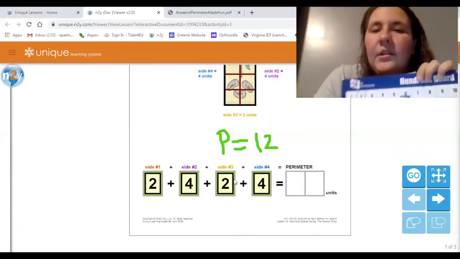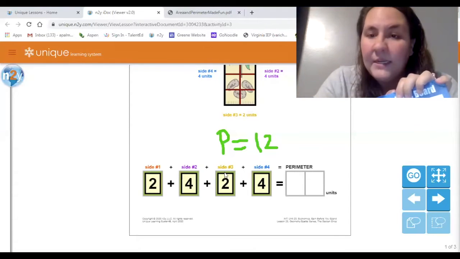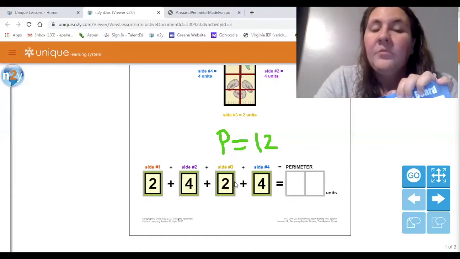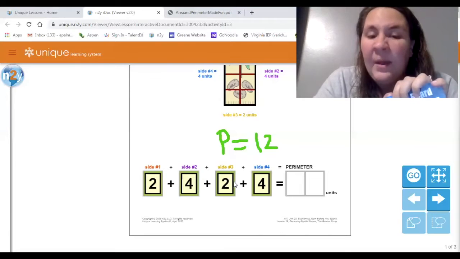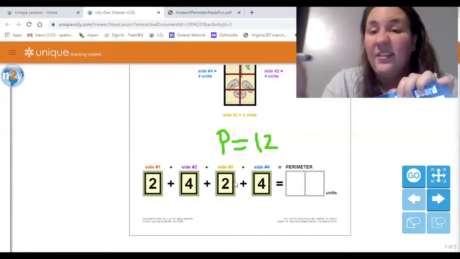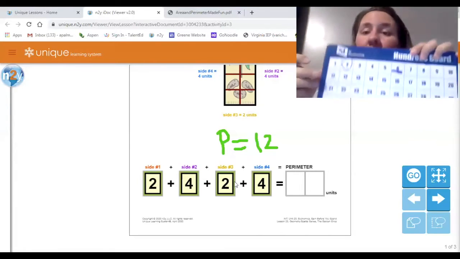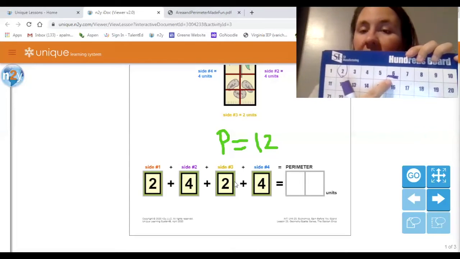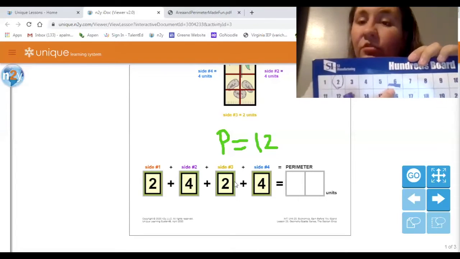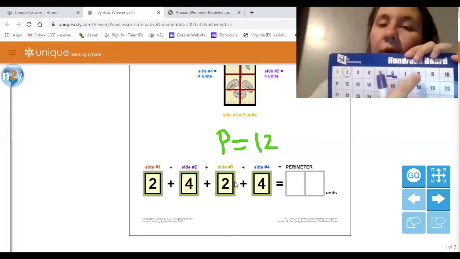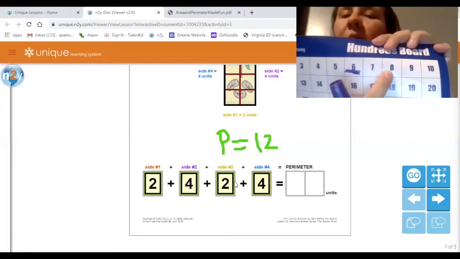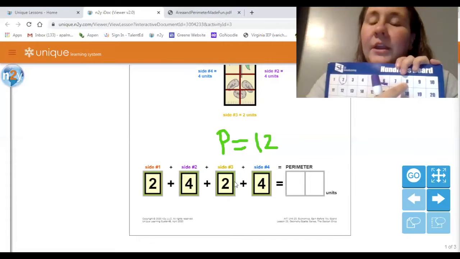And now I'm going to look at side 3. So how many do I need for side 3? Very good. I need 2, and I'm going to leave my arrow there so I remember that's the number I did last, okay? So this time I need to start on 6 because that's where I left off, and I need to count 2. Ready? 1, 2. What number did we land on? An 8. Very good.